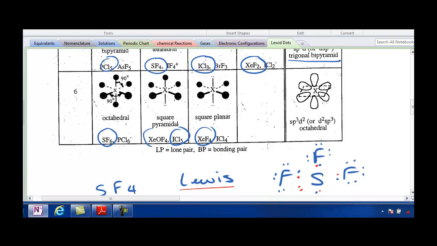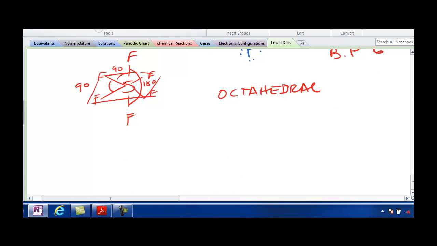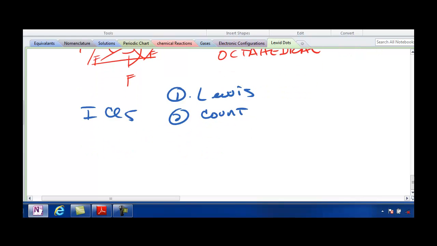Let's do ICl5 and XeF4, unless you want other ones. ICl5. If your question is again, how many bonding pairs, how many lone pairs, what is the Lewis dot structure, what is the electronic geometry, what is the molecular geometry, any of those questions starts with Lewis. So Lewis is step 1, and then we count to determine the electronic geometry, to determine the molecular geometry.